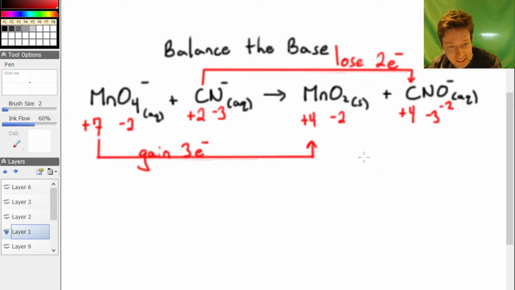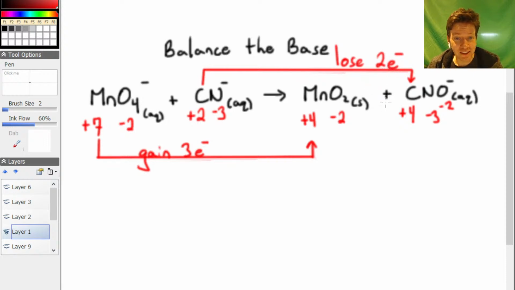Now, a good thing to do, I don't really see this in this case, but it's to also balance your elements that are not oxygen or hydrogen, right? So you can check manganese. We have 1 here in our reactants, 1 here in our products. Carbon, 1 and 1. So in this case, everything is already good. What we need to do is balance electron transfer. We can't gain 3 and lose 2. That's not conserving charge here.